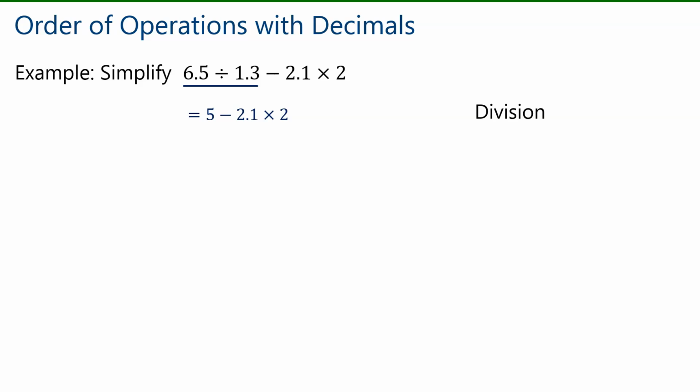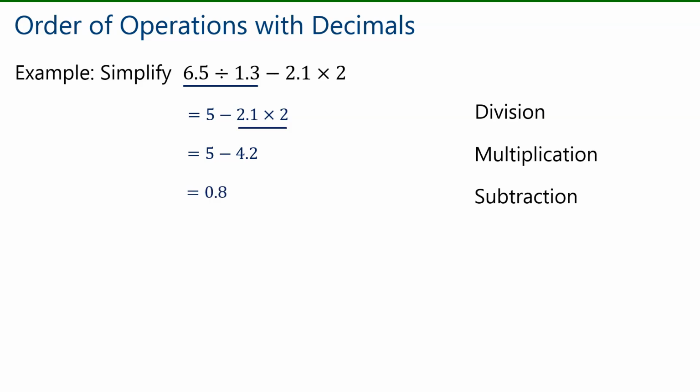Now between subtraction and multiplication, we'll do the multiplication next. 2.1 times 2 is 4.2. And then lastly, the subtraction will give us an answer of 0.8, or 8/10.